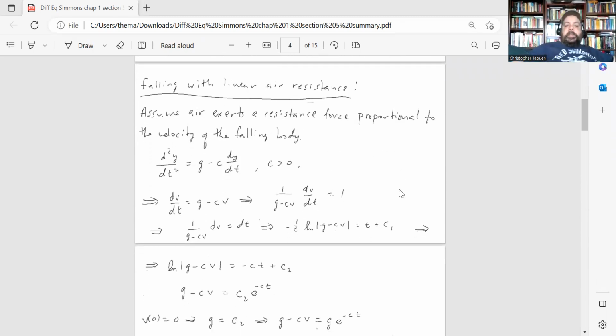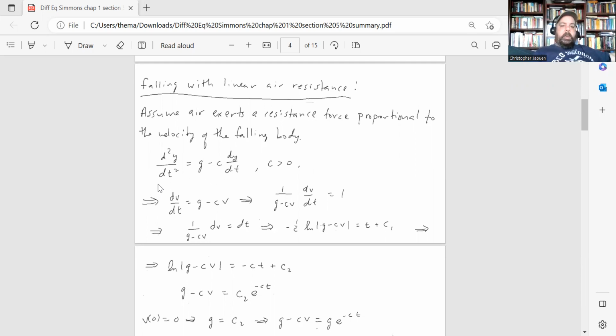All right. Falling with linear resistance, air resistance. So here, instead of just the object falling under the acceleration due to just gravity, the force due to gravity, now we're also introducing a linear air resistance force. So in other words, we're going to assume that the air resistance is directly proportional to the velocity of the falling body. All right, so in that case, you get this differential equation.